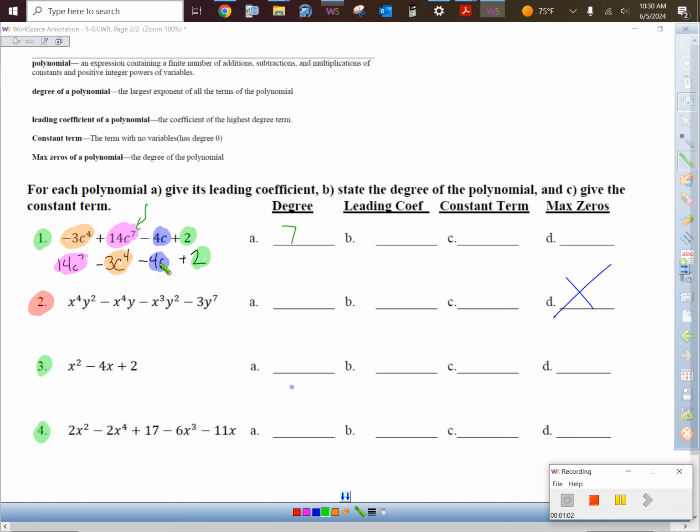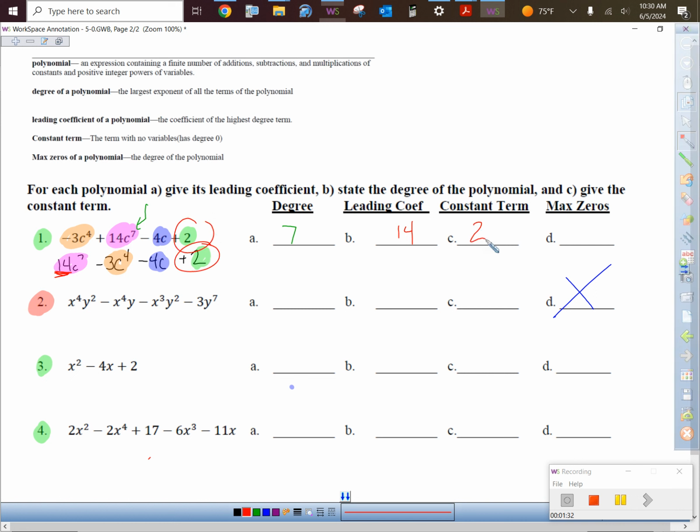It doesn't have to be written in standard form, because all you got to do is find the term with the biggest exponent on it. And then the leading coefficient of that polynomial will be whatever the coefficient of that term is. So that would be 14. The reason why it's called the leading coefficient, because if it was truly written in standard form, he's the lead off in that case. That's why it's the leading coefficient. The constant term is the term with no variables in it. So in this case, it's the 2.